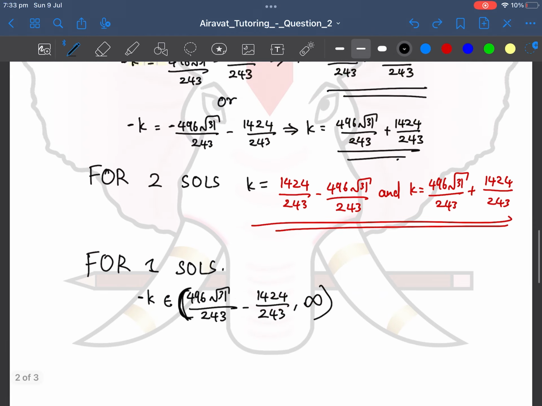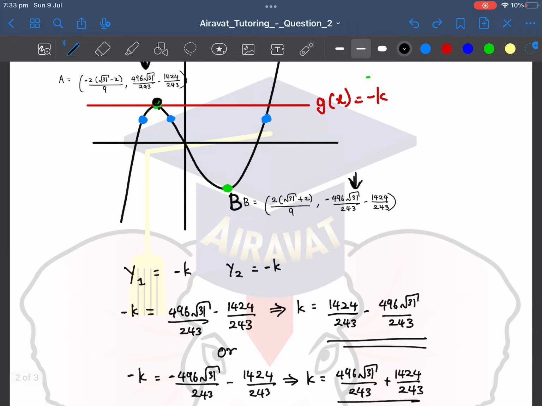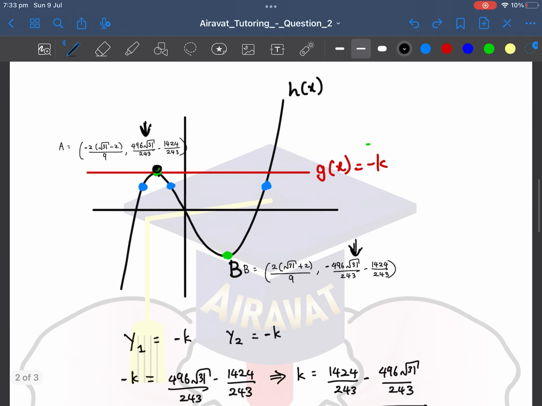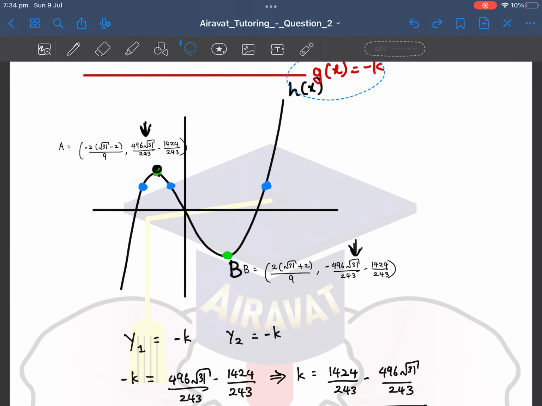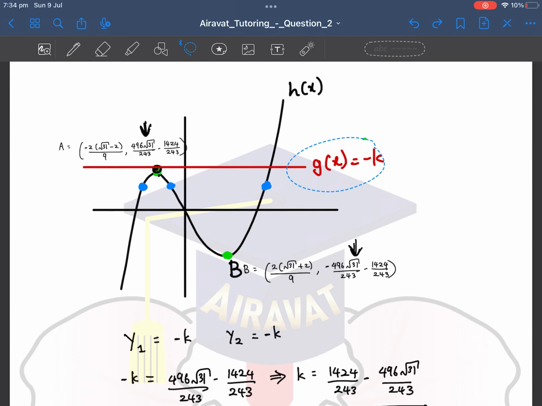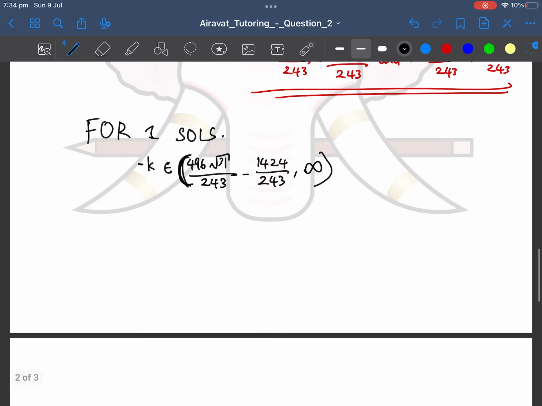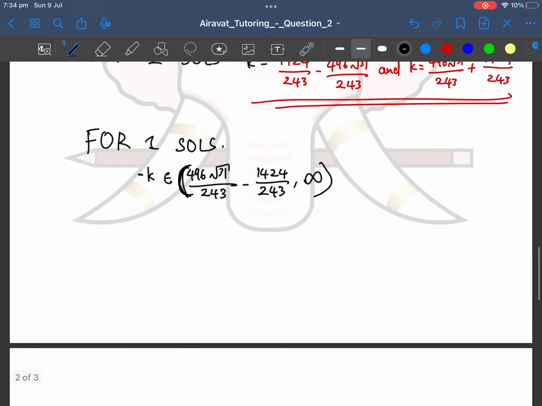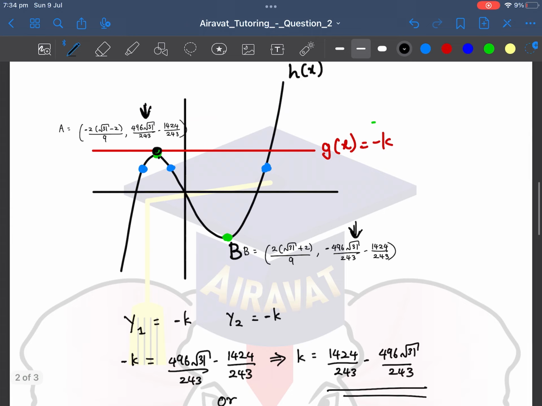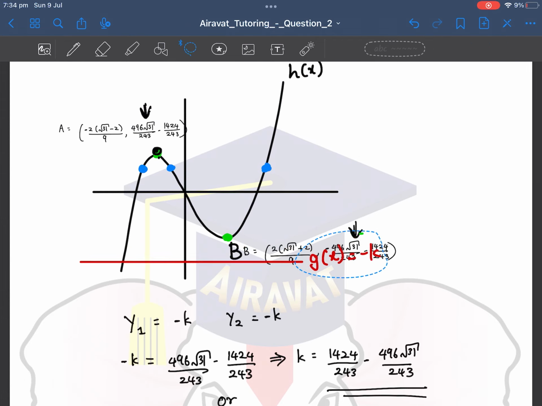Why have I not put that? Well, because if I include this value by putting in a square bracket, that would result in two solutions, and we are only finding for one solution, so we put parentheses and not a square bracket. Now, if I were to drag this line all the way up to infinity, we still have only one solution, and that's why we have infinity over here. Okay, and there's also another solution, which is minus k belongs to any value below this y value, so any value below the y coordinate of point B, right?